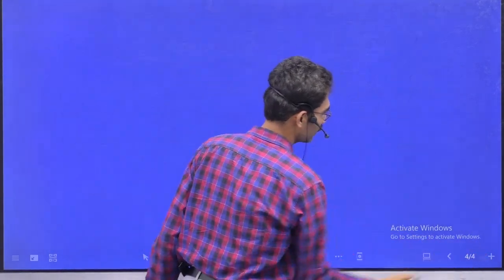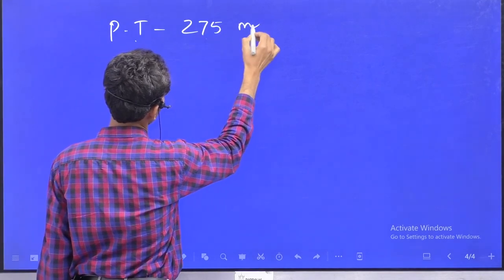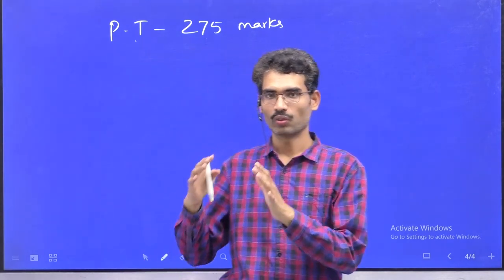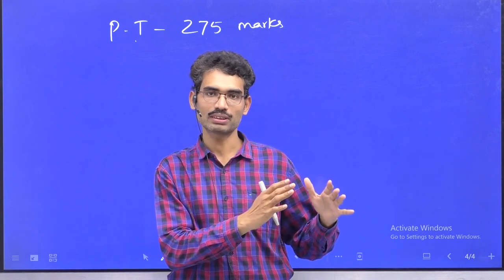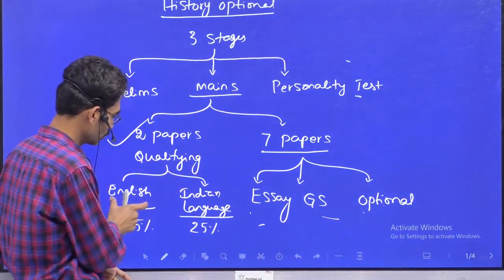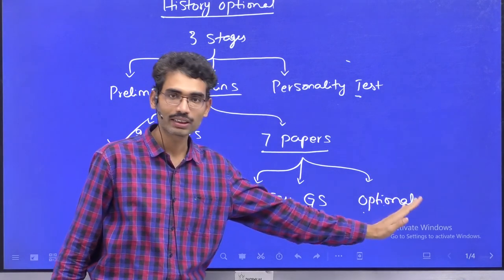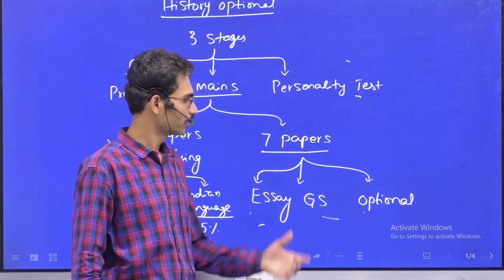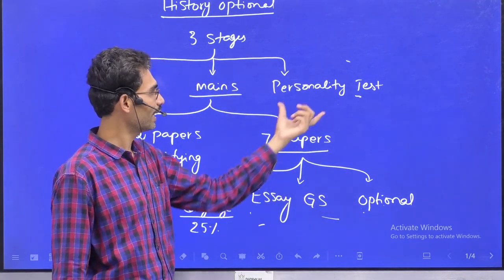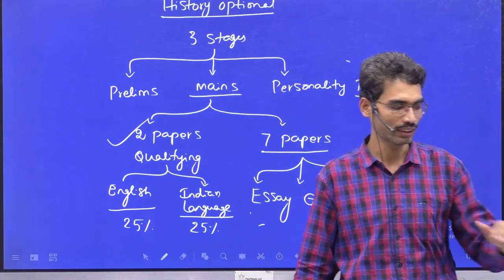Now the third stage is the personality test, which is for 275 marks. In mains, we have qualifying nature papers, which are for 300 marks each. These are 300, 300, but you just need to score 75, 75 to clear. Done. And in the 1,750, you should score as much as possible to get the first rank. After that, your score in these seven papers will be added to the personality test score. This is how the final list and final rank are decided.